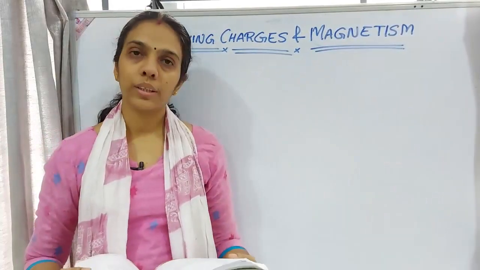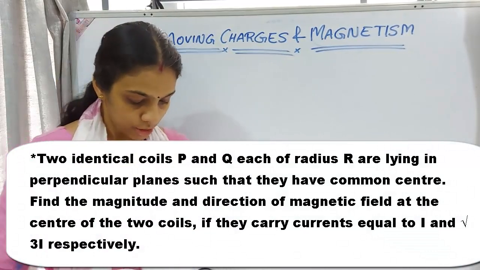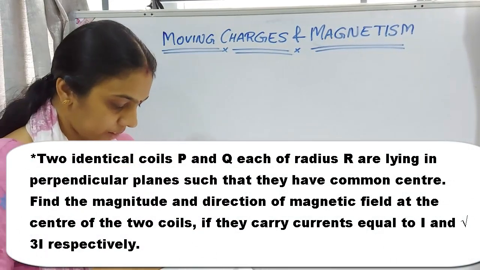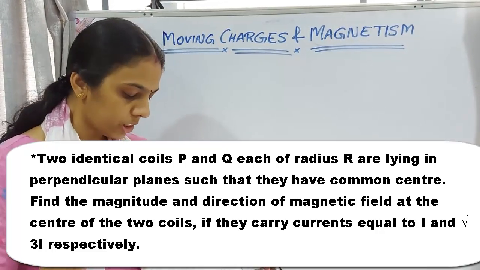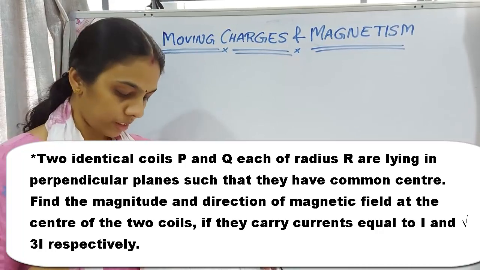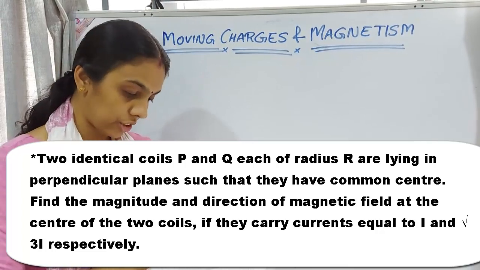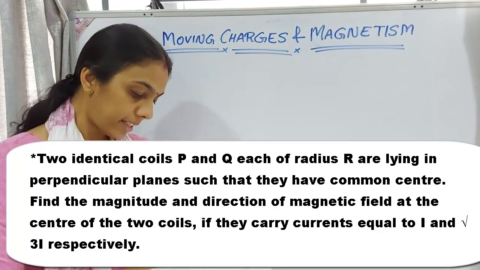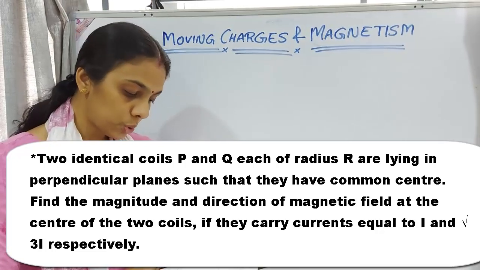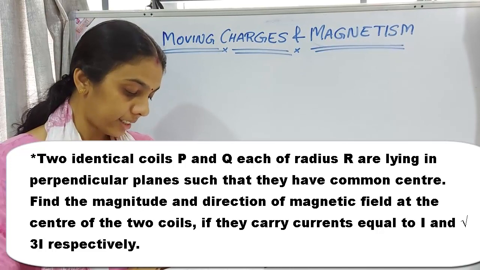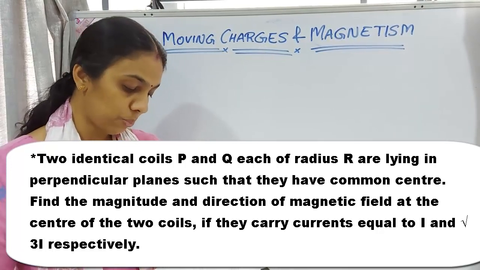Clear? So the next one: two identical coils P and Q, each of radius r, are lying in perpendicular planes such that they have a common center. Okay, both the coils are having a common center. Find the magnitude and direction of the magnetic field at the common center of the two coils if they carry a current equal to I and root 3 I respectively.